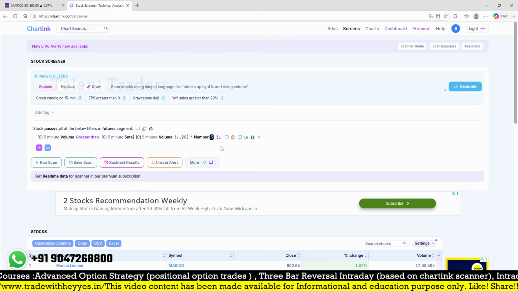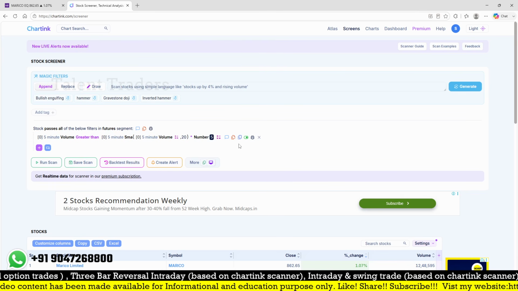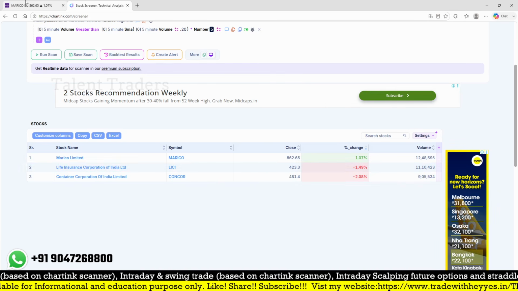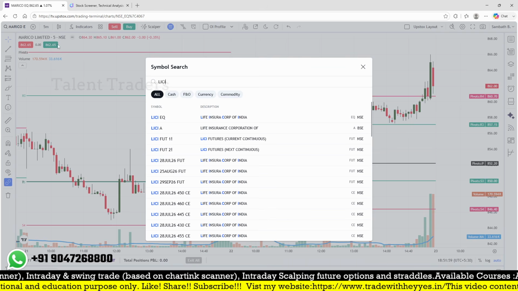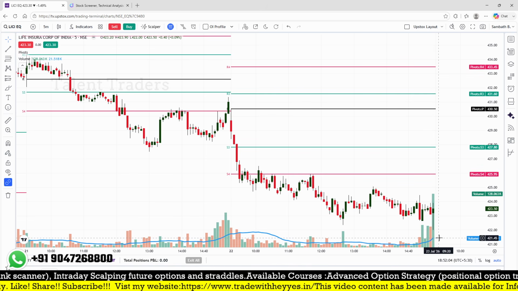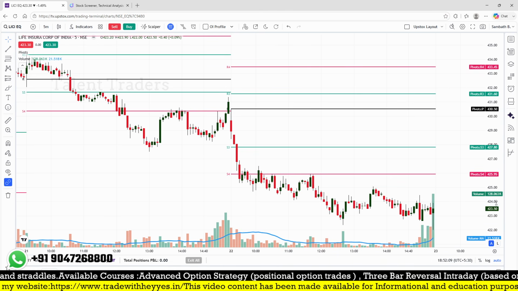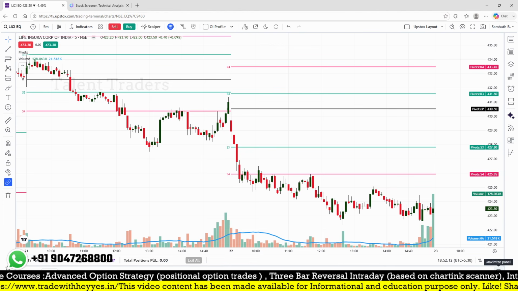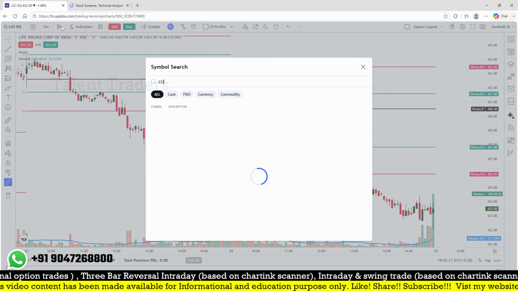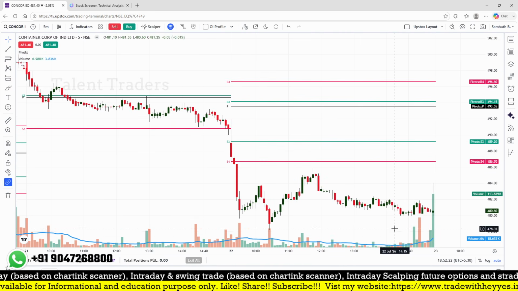So we are mentioning it. It's simply the number 5, which means the current 5 minutes candle volume must be greater than 5 times. Okay, and another one, LICI. Let me check. That is also comparatively 5 times higher. The volume is 21 and the current volume is 128, so it is more than 5 times. Okay, the last one, Concor. This is also 5 times higher.